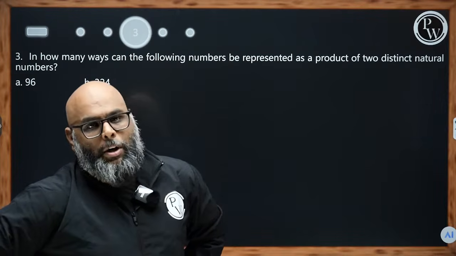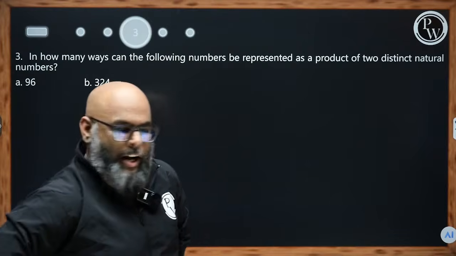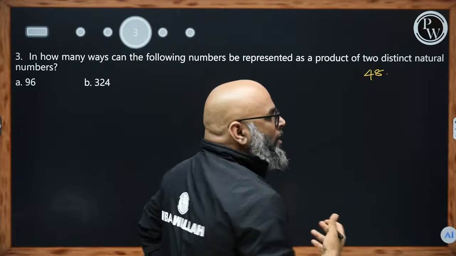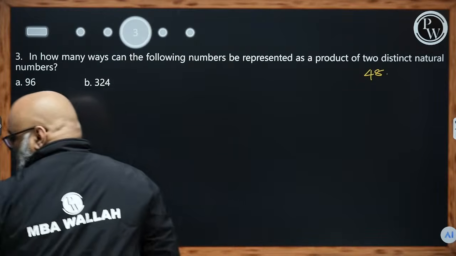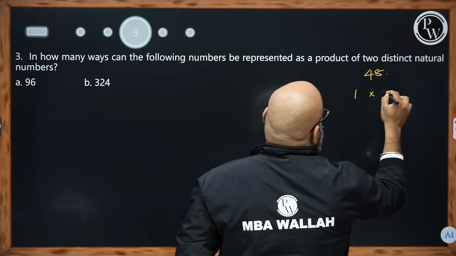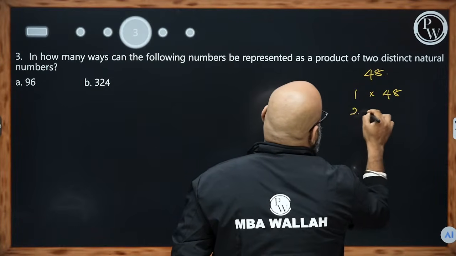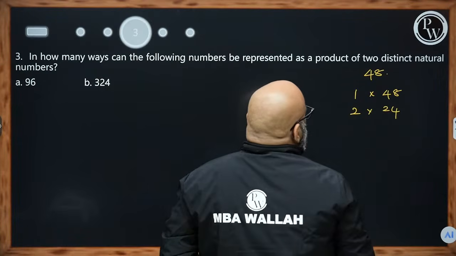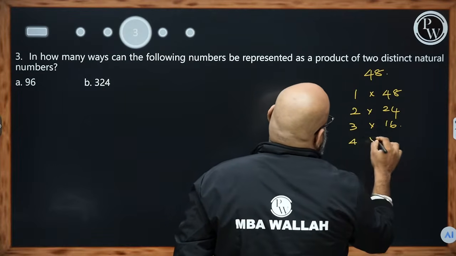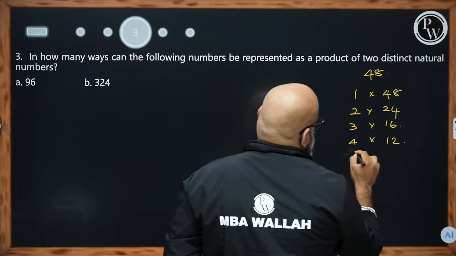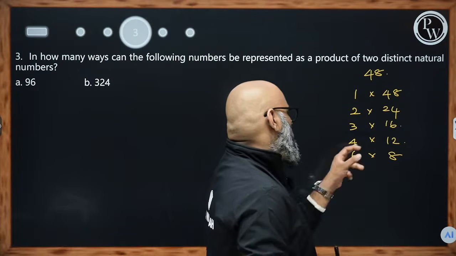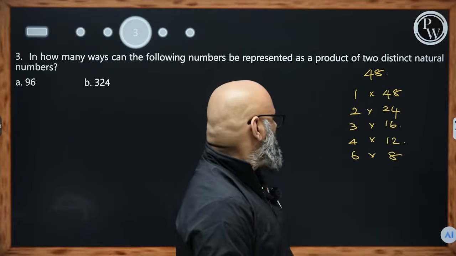I'm going to take a number, let's say 48. What are the possible ways to write 48? 48 can be written as 1 into 48. You can write it as 2 into 24, and 3 into 16, 4 into 12, 6 into 8, and then 8 into 6, 12 into 4, same. This is the same as this.